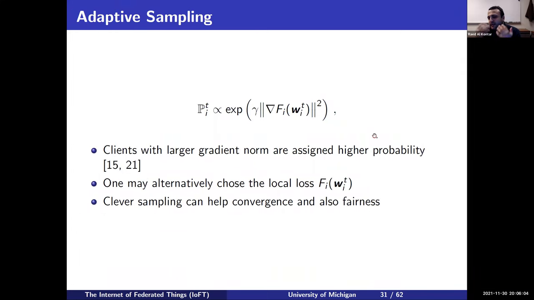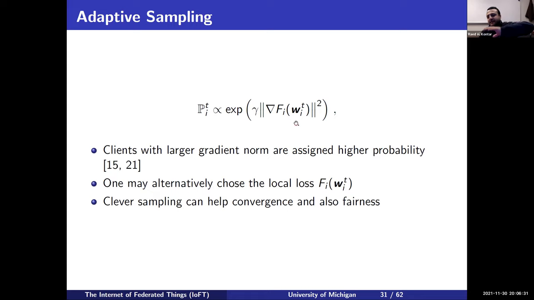However, how to sample clients in such a system is a very interesting topic. We have seen some methods where the sampling scheme is adaptive, so the sampling probabilities are changed from one communication round to the other. You can see, for example, in this setting, the sampling probability is proportional to the gradient at the local iterate.